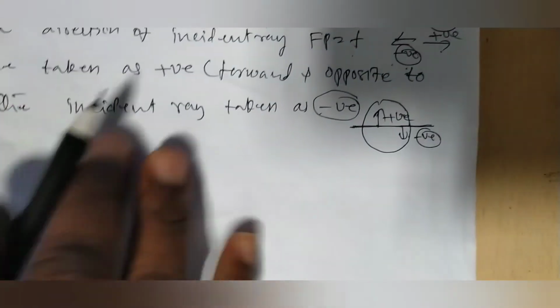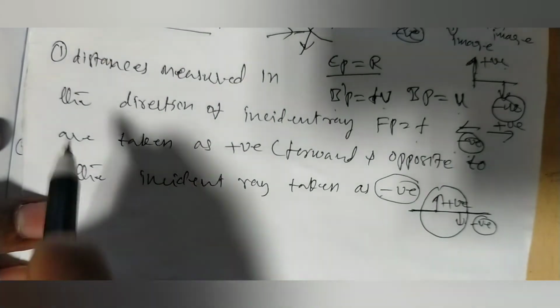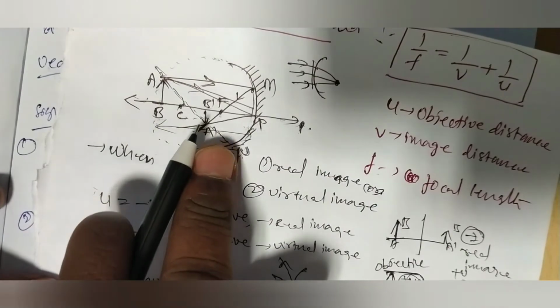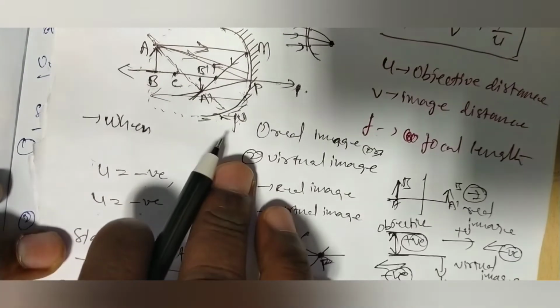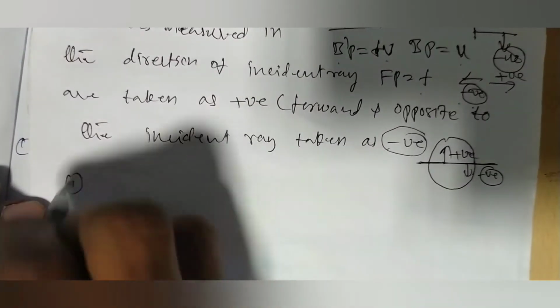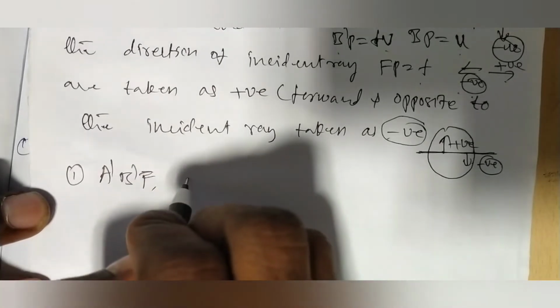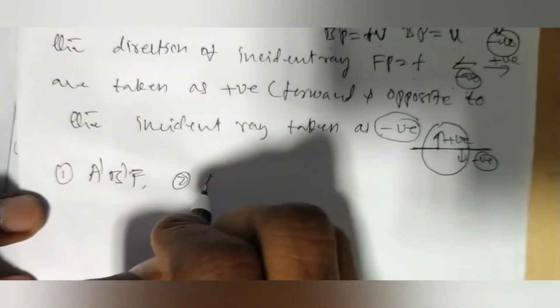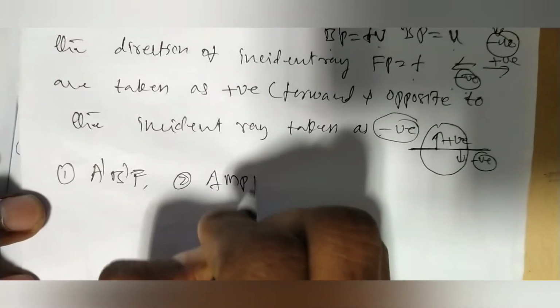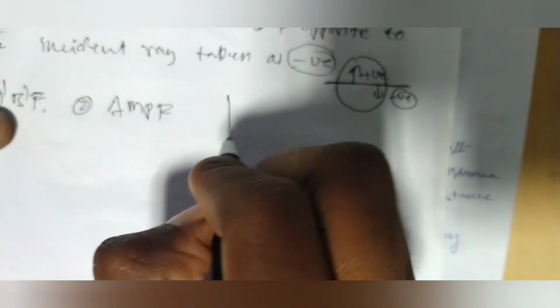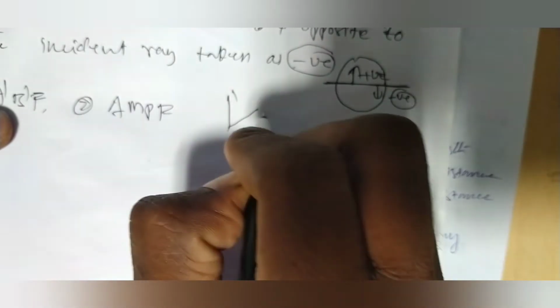So you can derive the mirror equation from this diagram. We can take two right angles: one is A dash B dash F, which is a right angle, and the other right angle is M P F. Here A dash B dash F.